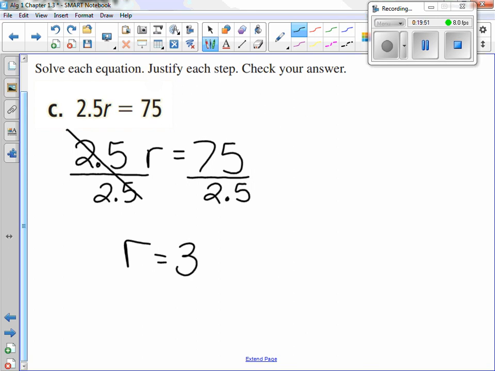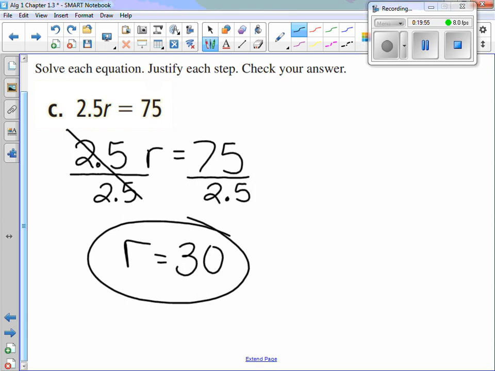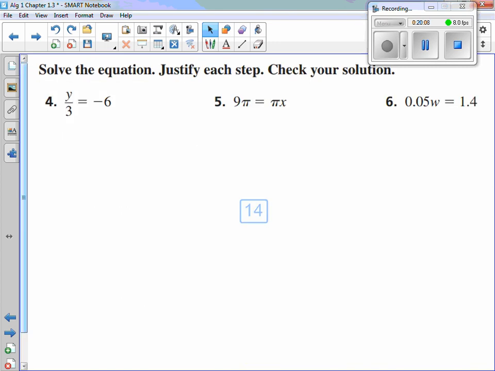So whenever you plug it into a calculator, you'll get that the value of r is 30. Our justification for this is that we used our division property of equality and divided both sides by 2.5, and we got our answer here. At this point, you can pause it and try these on your own and see if you get the answer, because I'm going to work them out here too. So pause it, give them a shot, and then we'll work them together.